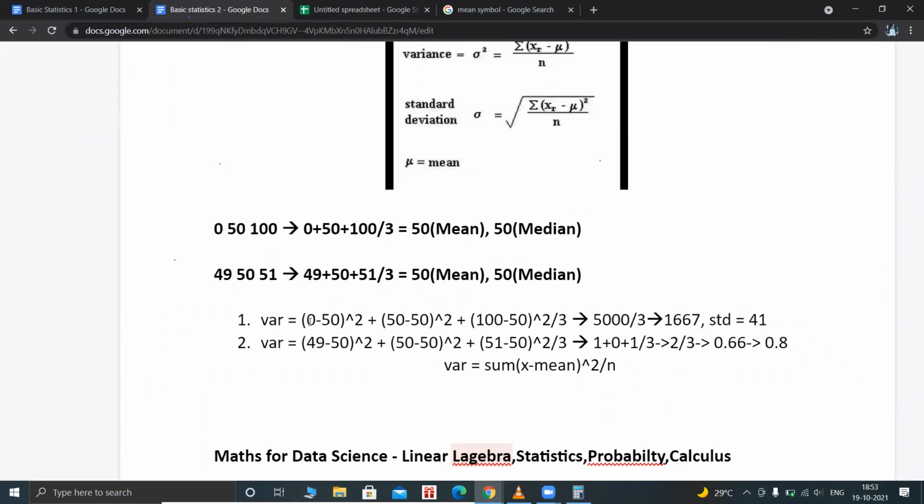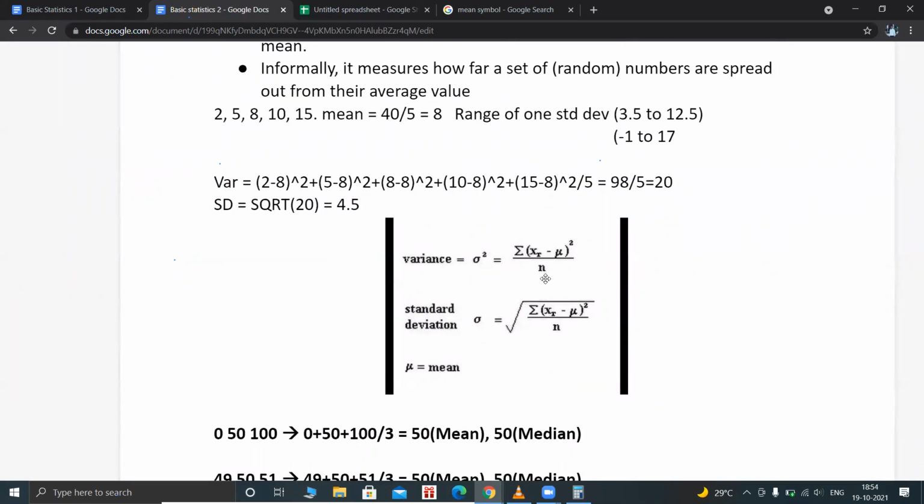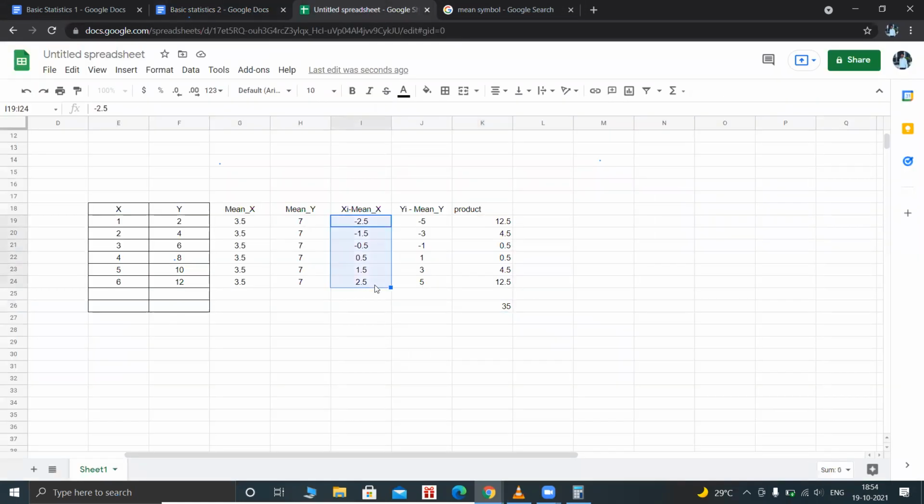Yeah, so this one, 0 minus 50 whole square plus 50 minus 50, right? So this was a summation divided by n, right? So we have to do that. So let me do it. So this thing, the square of all this, right? So let me do that here. Copy, paste. Let me take it as square, right? So power square, and for this also copy, paste.